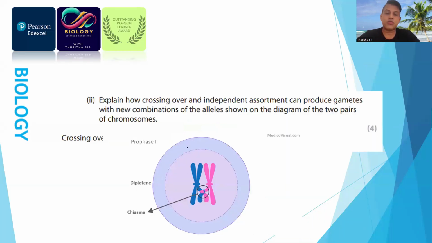Explain how crossing over and independent assortment can produce gametes with new combinations of these alleles shown on the diagram of two pairs of chromosomes. So in meiosis, we only focus on two things. In prophase 1, crossing over takes place. In metaphase 1, random or independent assortment takes place. And these two bring the genetic variation. Very important to bring the genetic variation.